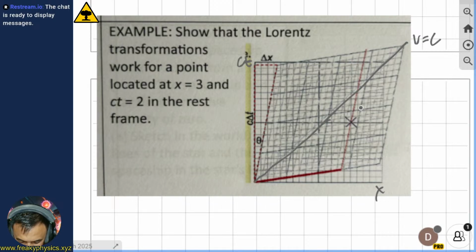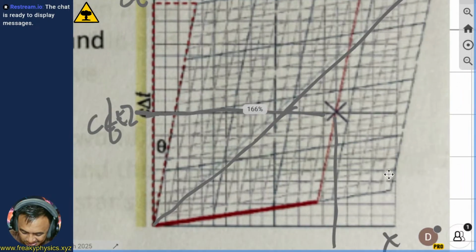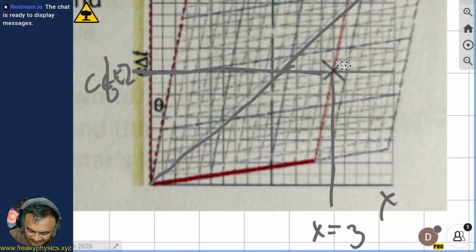Okay, so what are we going to do? It's not so clear what the actual question is, but let's just do it either way. According to this, what is the x value here? x equals 3, right? And this is CT equals 2. Now we're going to look at this according to our new coordinate system. This new coordinate system is now accurate, I didn't just draw them anymore.